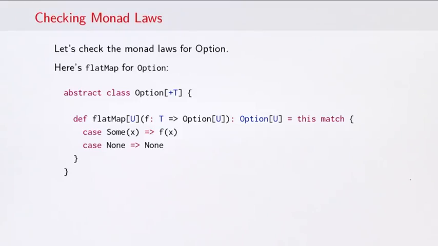Let's check the monad laws for an example type. I pick Option for that. First thing we have to do is look at flatMap for Option. What flatMap should do is take an optional value. If that optional value is None, so we have nothing, then we keep None. If the optional value is Some with a value x, we apply a given function to that value, and that will give us another optional value.